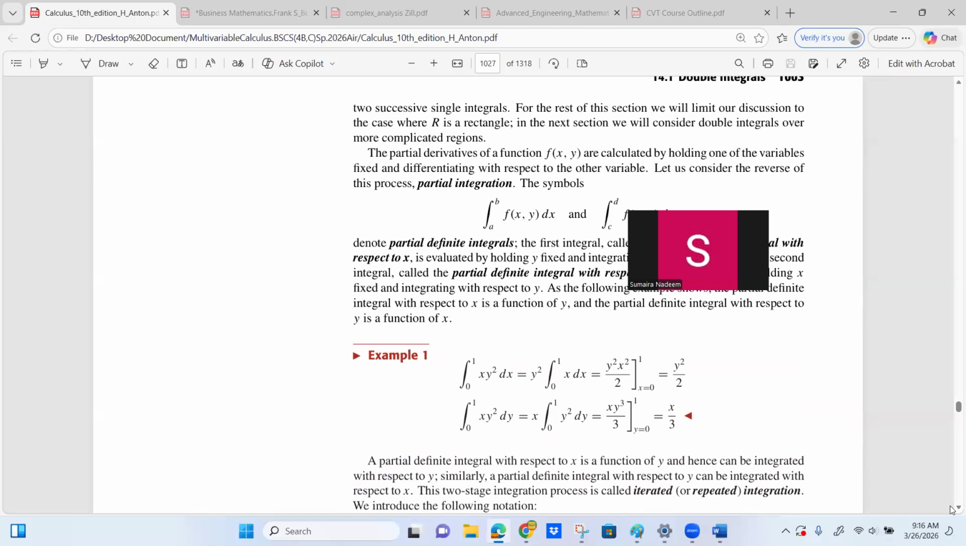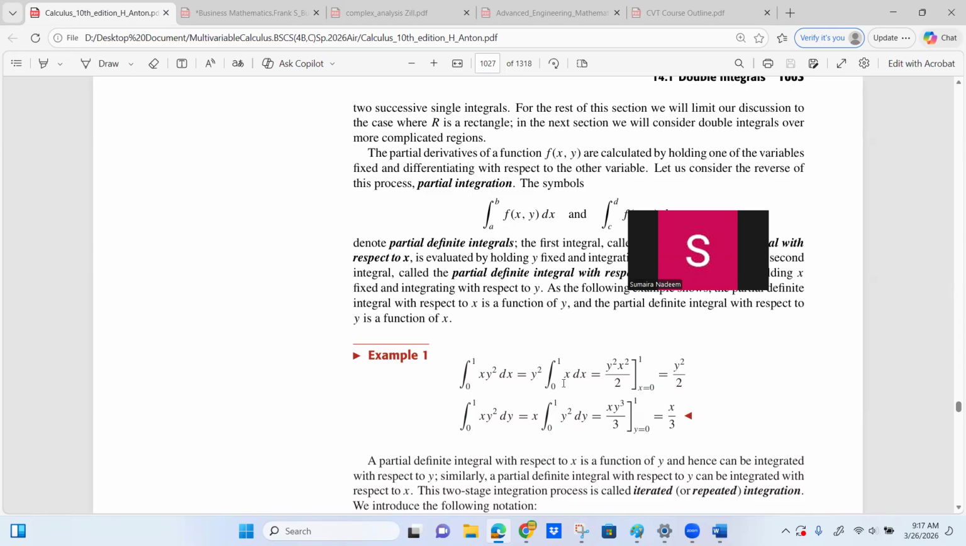For example, example number 1 is in front of you, student. Integral from 0 to 1 of x y square dx. Then you have to take the integration this way, because the variable is x. So y square is the constant, so y square is outside the integration. And now take the integration 0 to 1 of x dx.